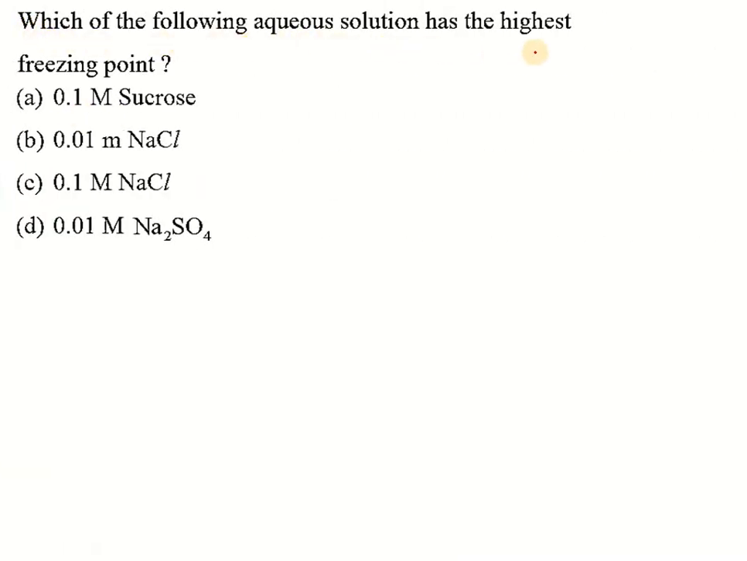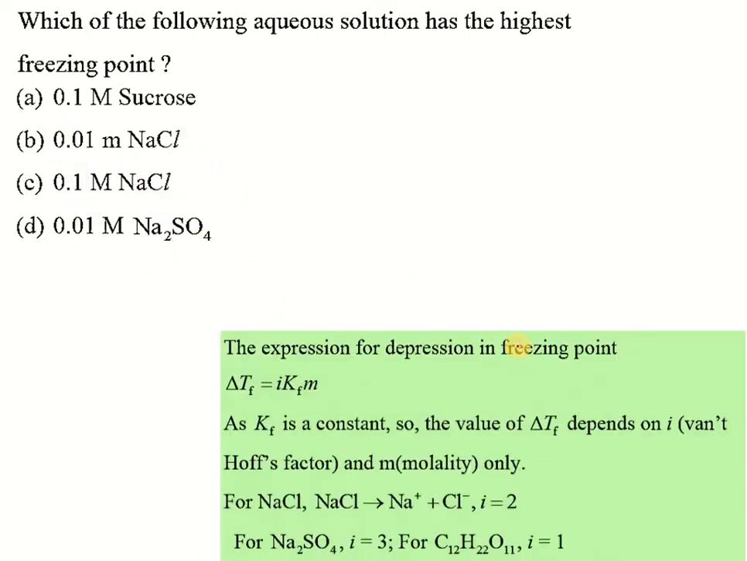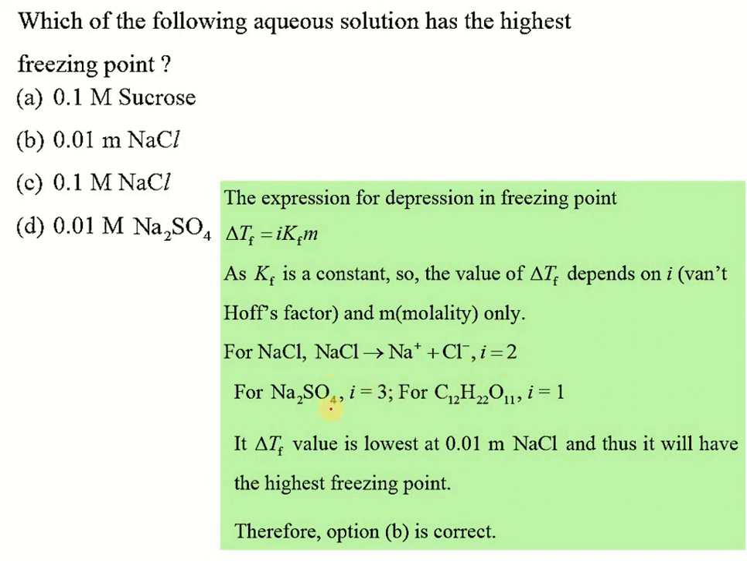Which of the following aqueous solutions has the highest freezing point? To know the freezing point, we have to check the concentrations given here and the i value also. After observing the i values of NaCl, Na2SO4 and glucose, the i value for sodium sulfate is greater. But one thing is very clear: the 0.01 molal NaCl solution will have the highest freezing point among those given. Thus option B is the right option, because the freezing point of the solution is inversely proportional to delta Tf.